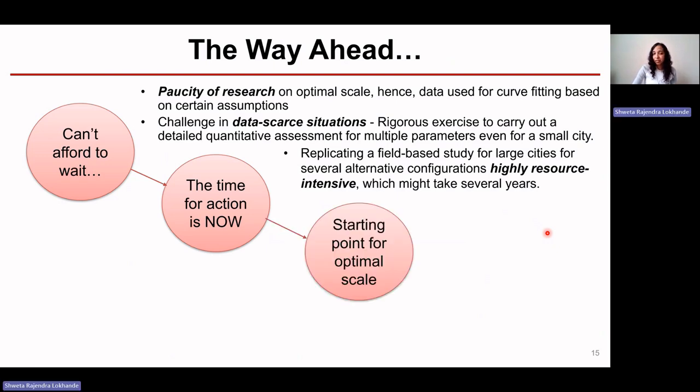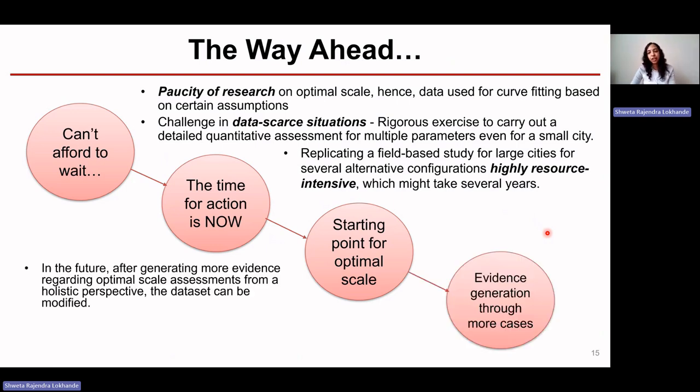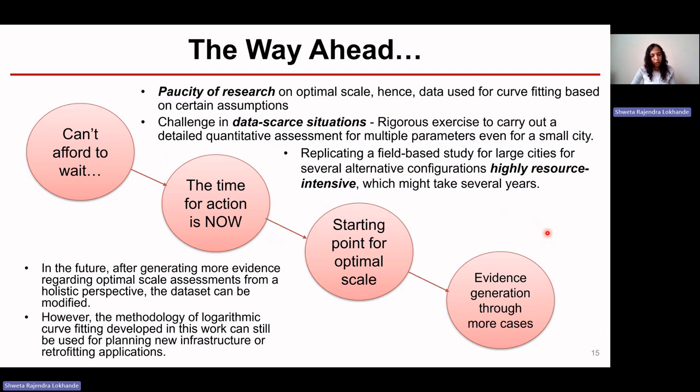This research can be regarded as a starting point for optimal scale consideration, and in future evidence can be generated through more cases across India, and the data set can be modified. However, despite the modification of the data set, the methodology of the logarithmic curve fitting developed in this work can still be used for planning new infrastructure or for retrofitting applications.